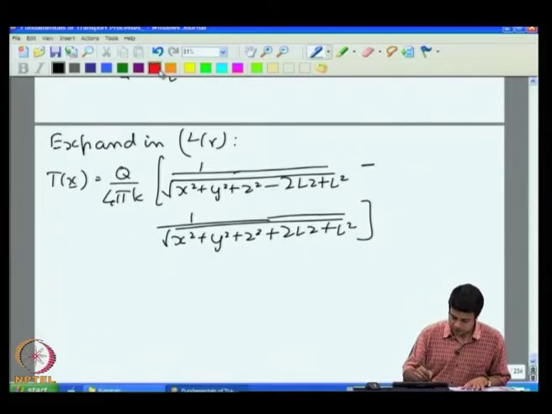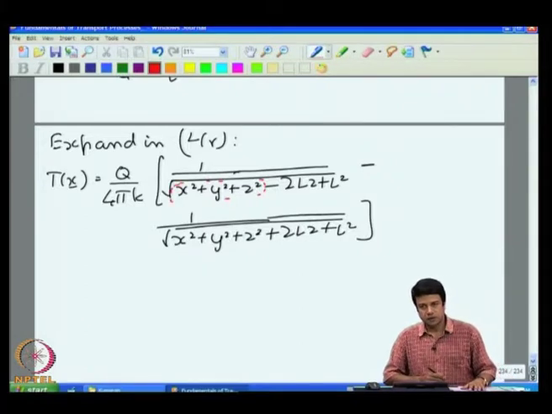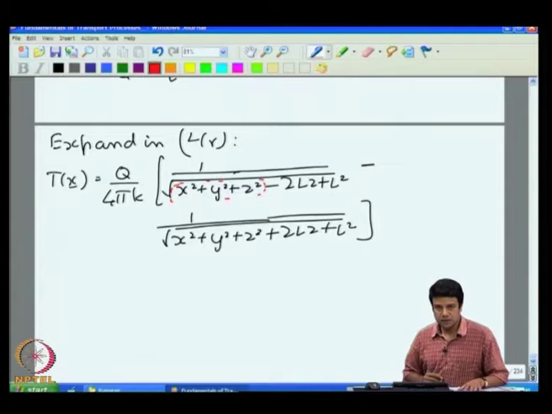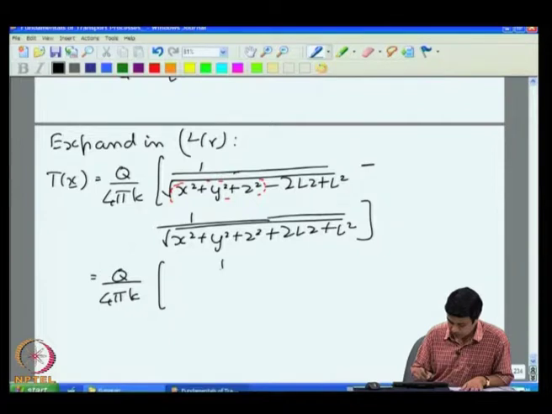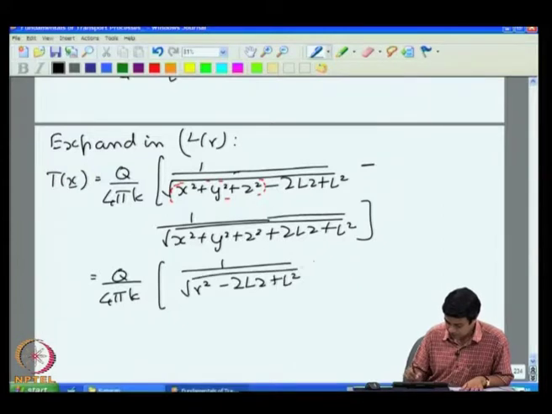Now, I know that this square root of x square plus y square plus z square is equal to r square. In the spherical coordinate system, r square is equal to x square plus y square plus z square. So, this can be written as q by 4 pi k times 1 over square root of r square minus 2 L z plus L square minus 1 over square root of r square plus 2 L z plus L square.